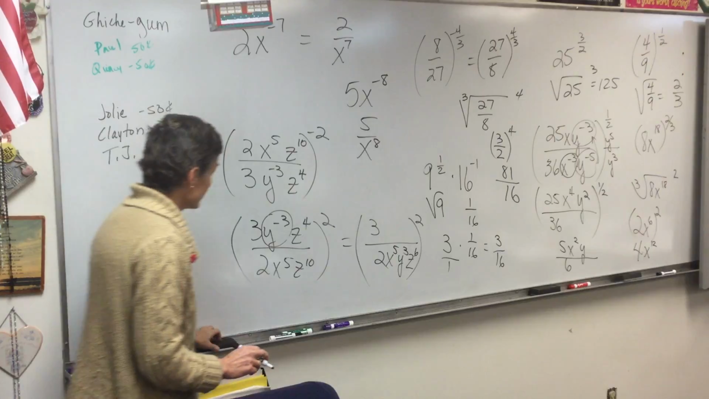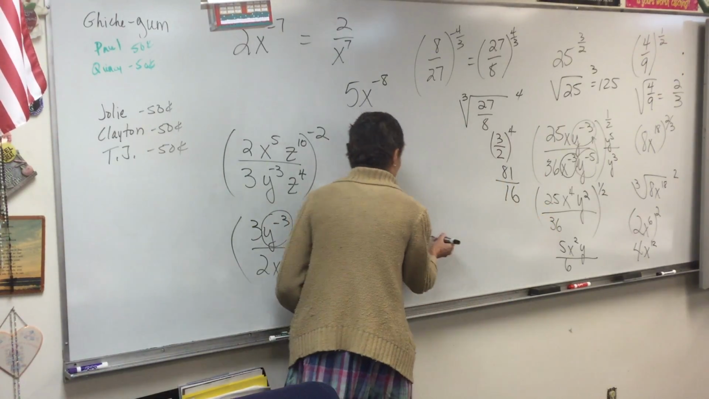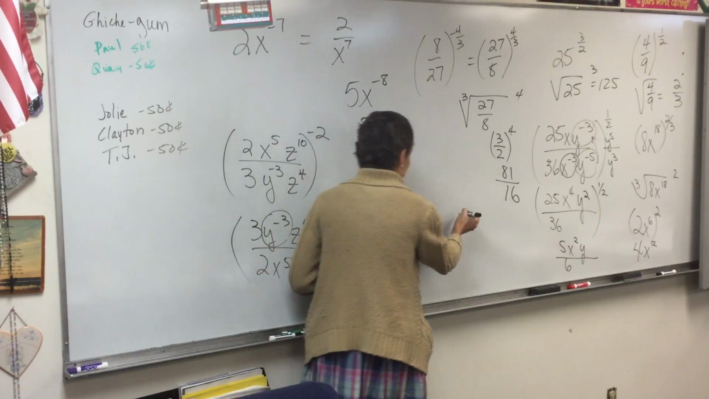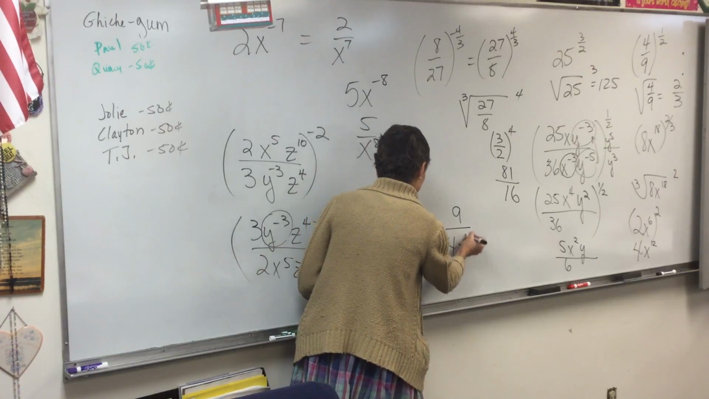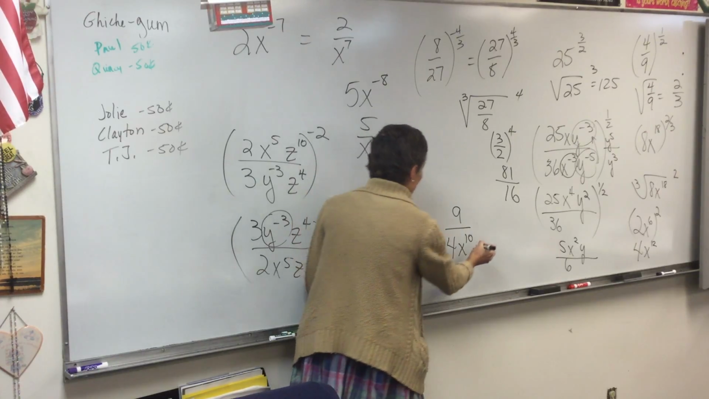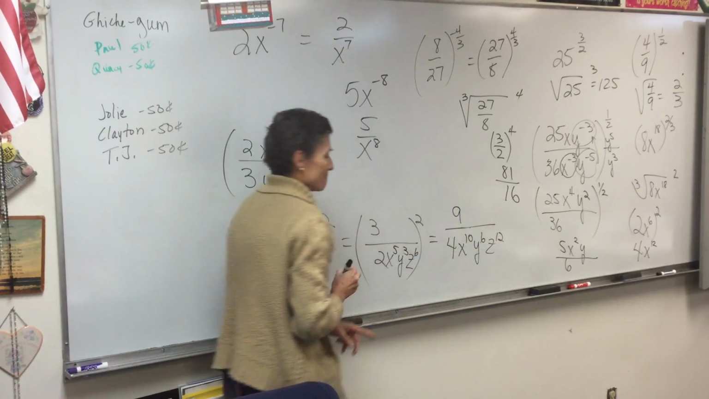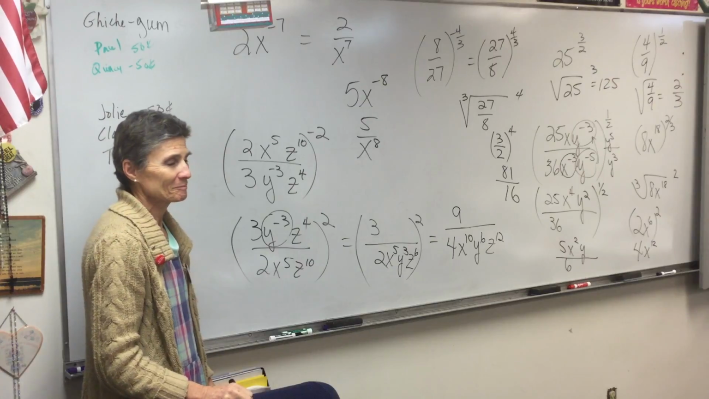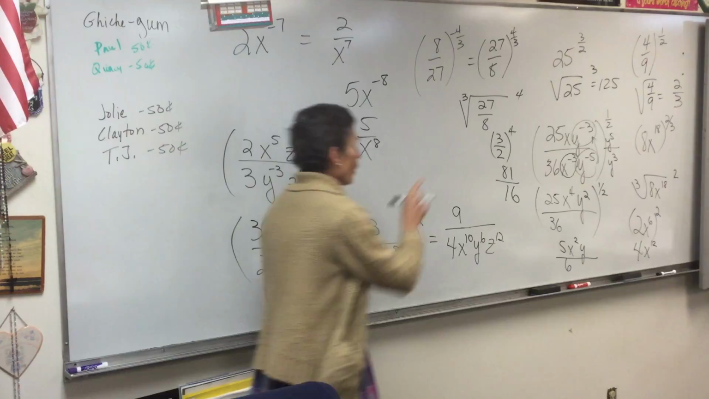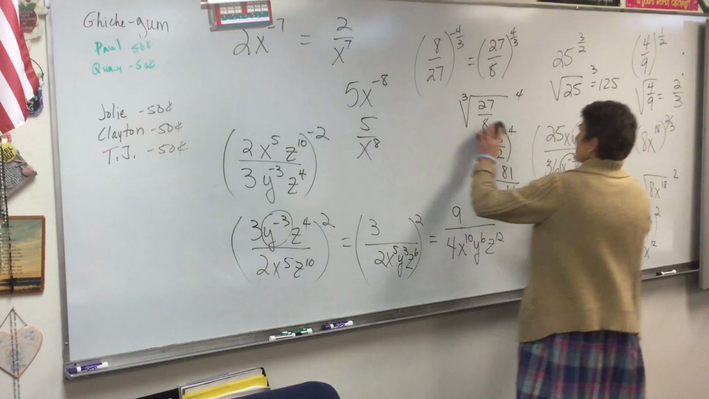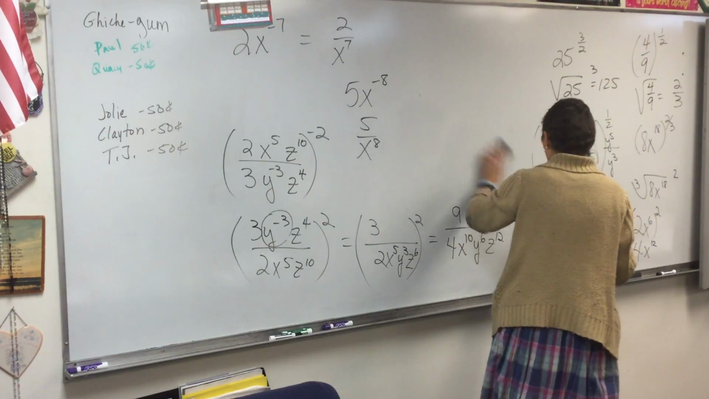Okay? Now we're going to square everything. And what happens when we square everything? 9 over 4 x to the 10th, y to the 6th, z to the 12th. Perfect. All right. I want to do one more like this last one because that one's a little bit trickier, I think, than some of the other ones. And then we'll be ready for our quiz, okay?